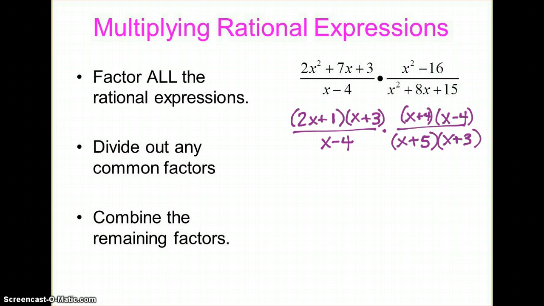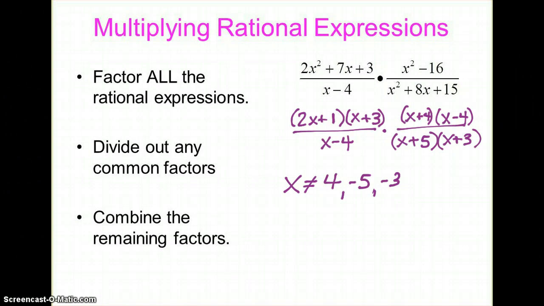All right, so real quick, let's make a note of our restrictions before we move on. If you look at your denominators here, I'm going to say x cannot equal positive 4, negative 5, and negative 3. Those would be the values that would end up making a 0 in those denominators. So I'm going to go with 4, negative 5, and negative 3.